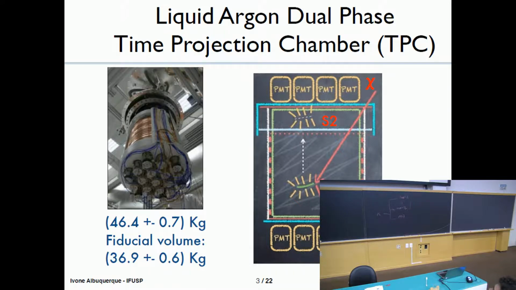Then we have an electric field around the detector from these coils here, and the electric field will make the ionized electrons drift up and eventually get into the gas region. Here you will have some electroluminescence of the electrons, which will be detected on the PMTs. This signal we call an S2, or an ionization signal.